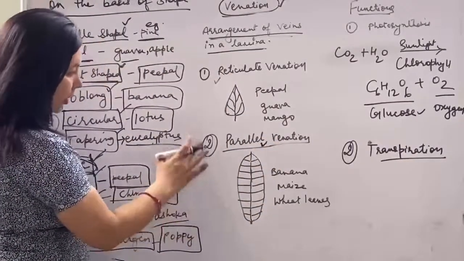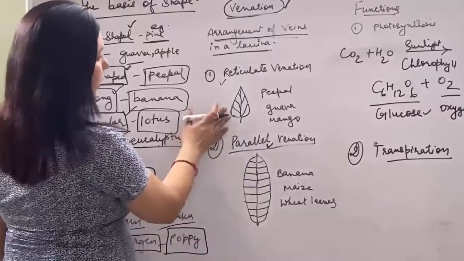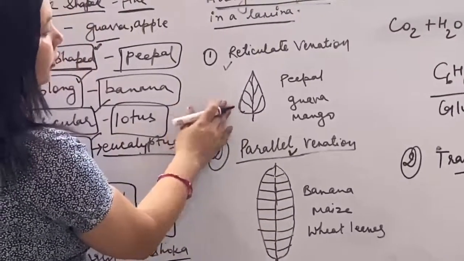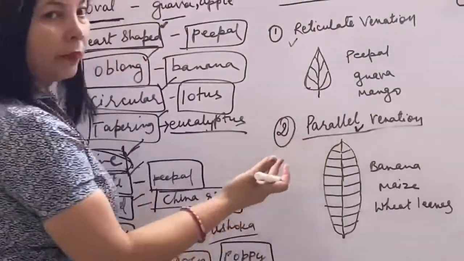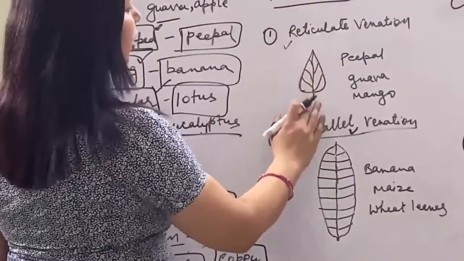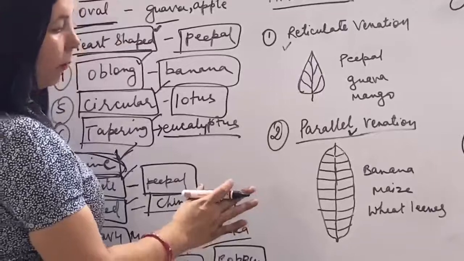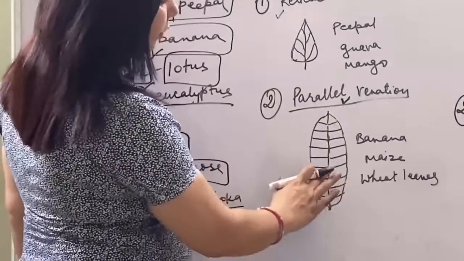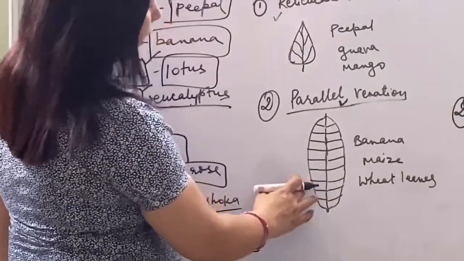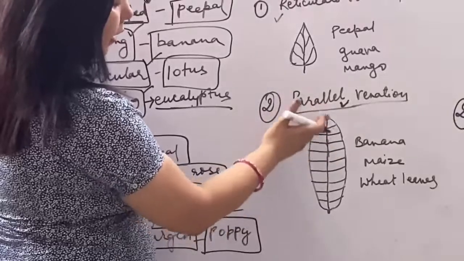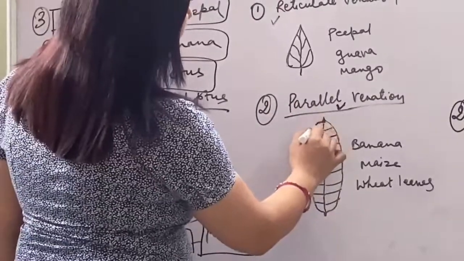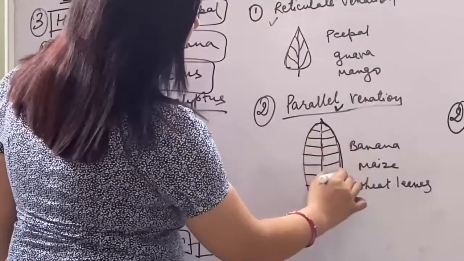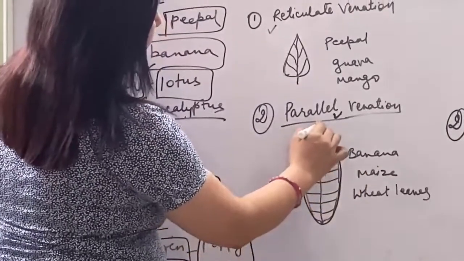As it is clear from the diagram of the leaf that in this reticulate venation the veins and the veinlets are arranged irregularly. There is a network of veins and veinlets over here. But in the case of parallel venation, the veins and the veinlets are parallel. They are arranged parallelly in the margin of the entire body, that is lamina of the leaf.